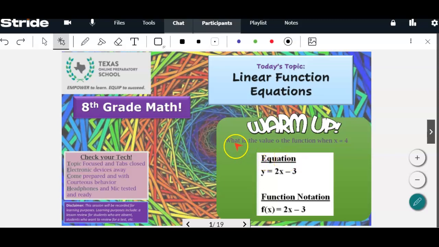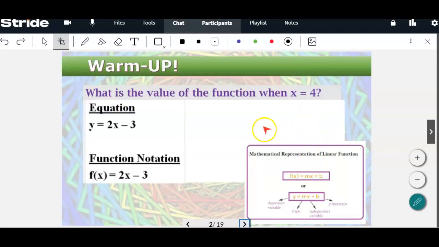Hello, so today's lesson is linear function equations. Looking at the warm-up, just a review of equations versus the function notation. The y is just replaced with f of x. All right, still the same concept.